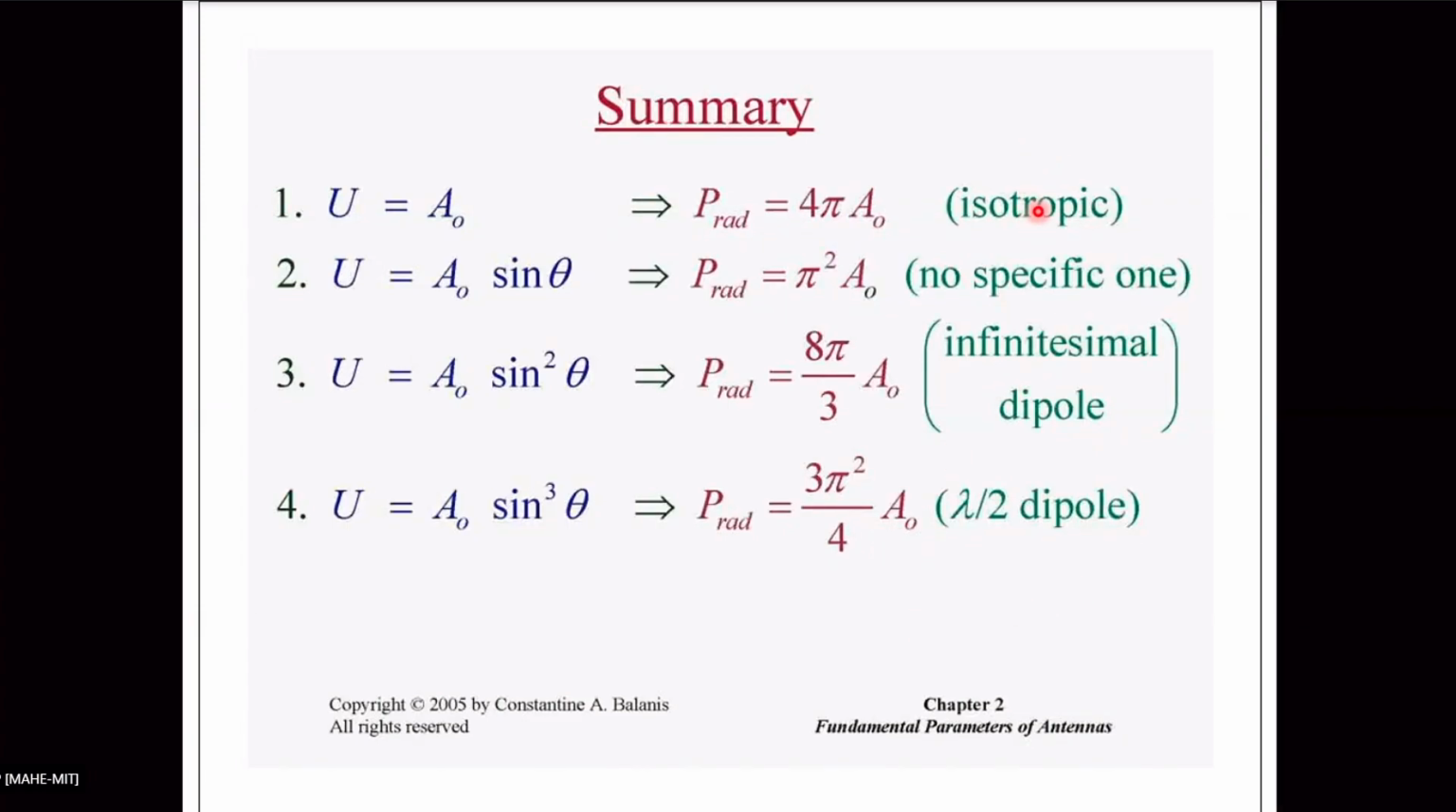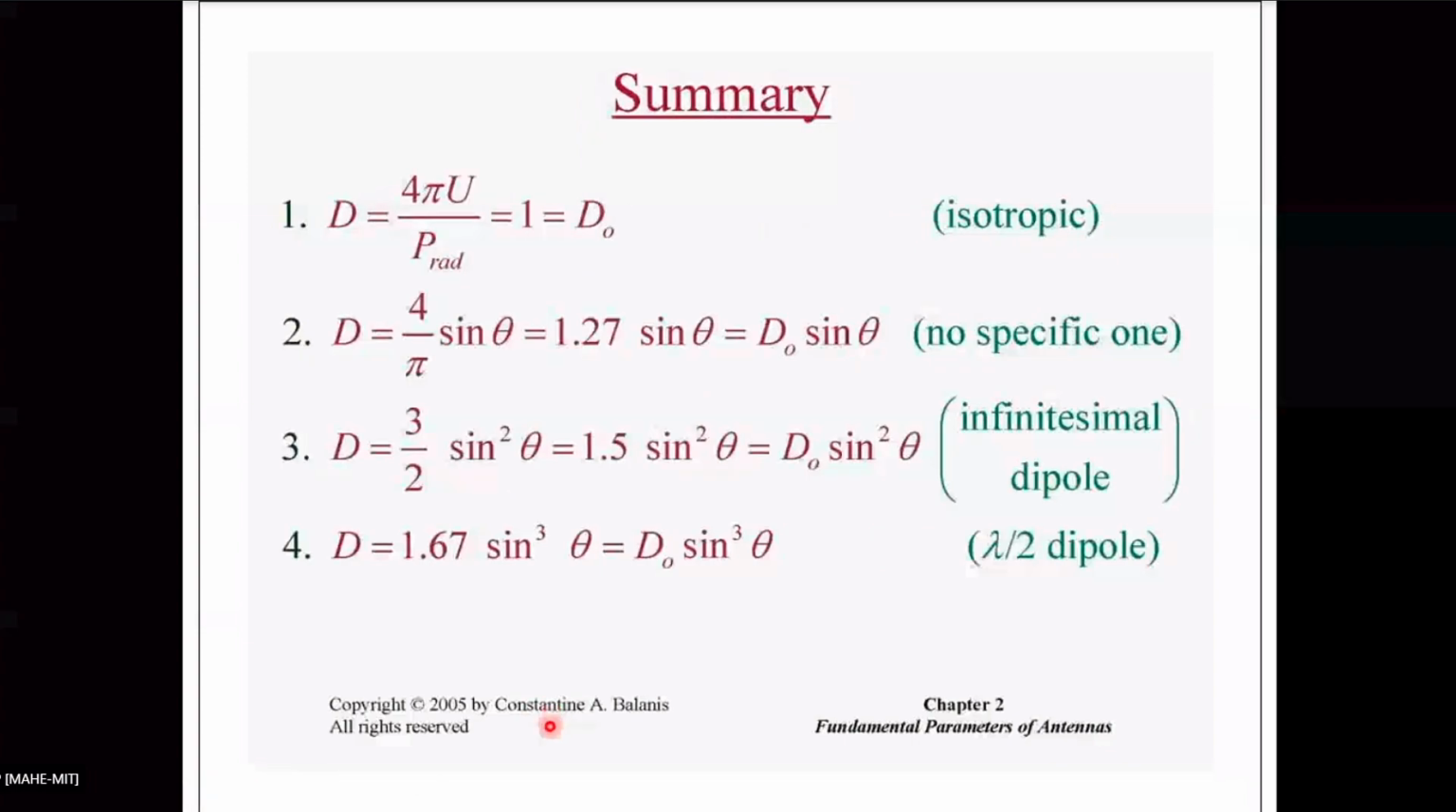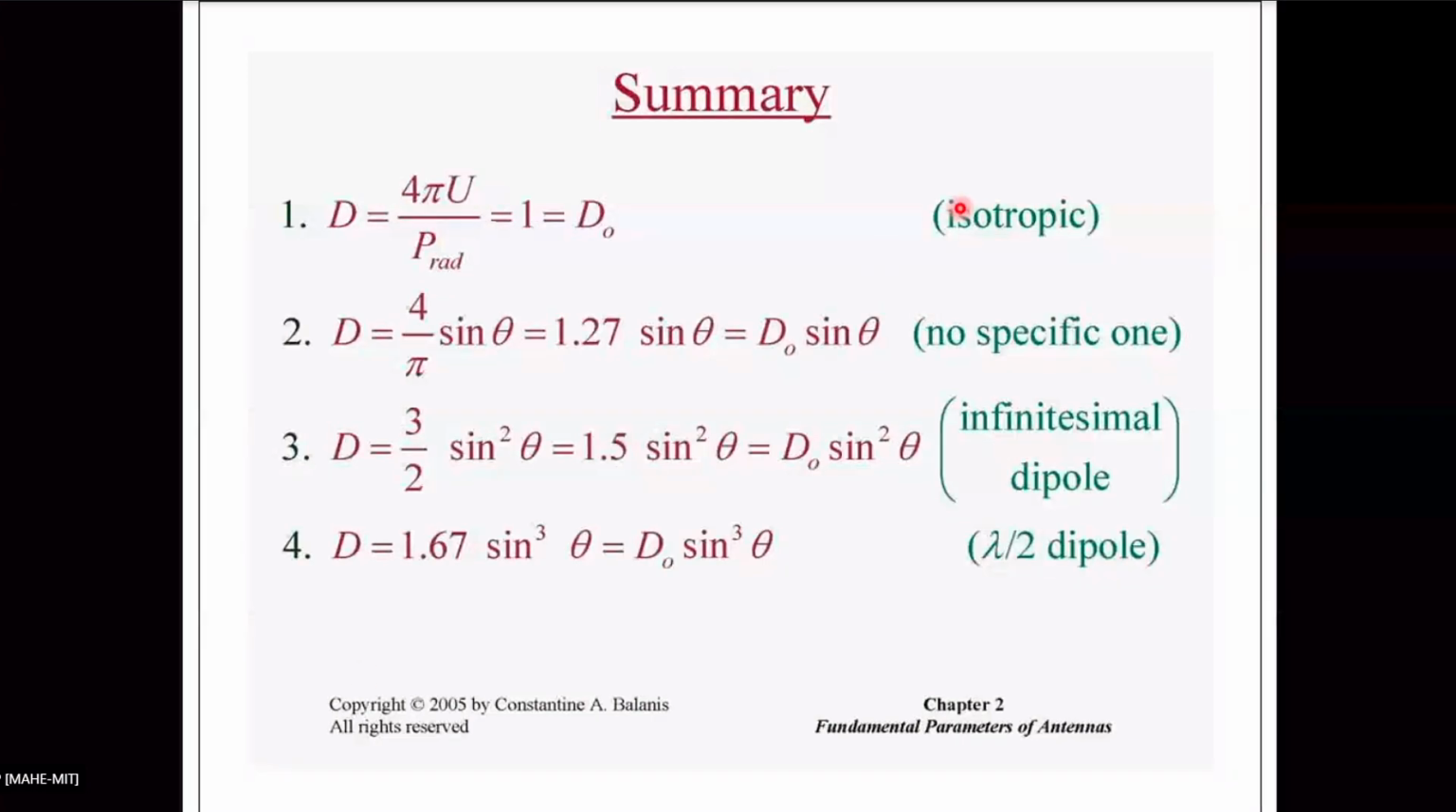So this is the isotropic source because it is uniform in all directions. This is an infinitesimal dipole. We are yet to come to this, we'll see that later. And this is for a lambda by 2 dipole, we'll see that later again. Not important now. So this is the D value for each of the different cases. For isotropic, it is D naught. For the second case, it is D naught sine theta. For the third case, it is D naught sine squared theta. For the fourth one, it is D naught sine cube theta.